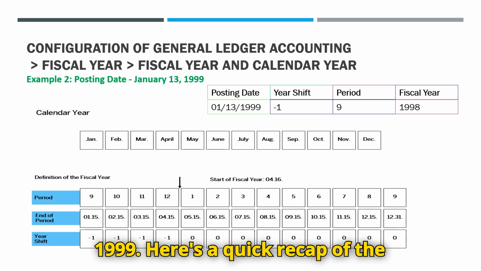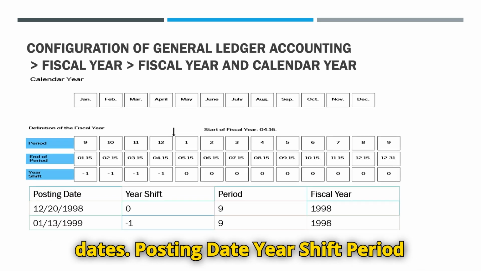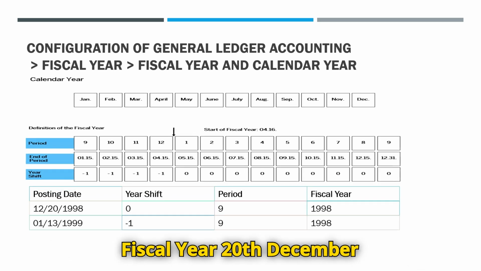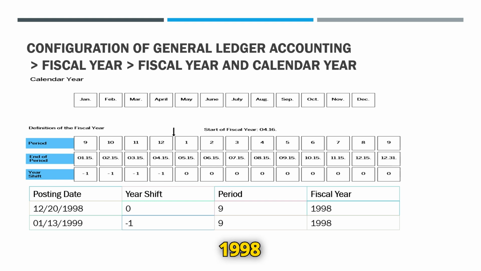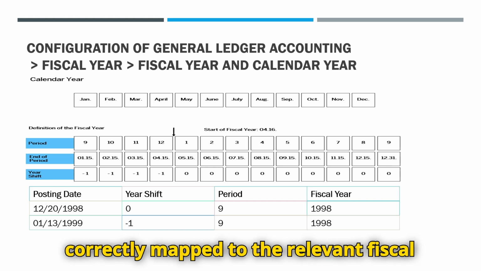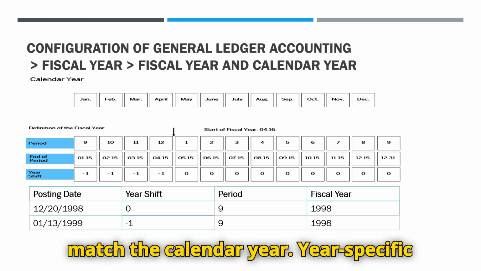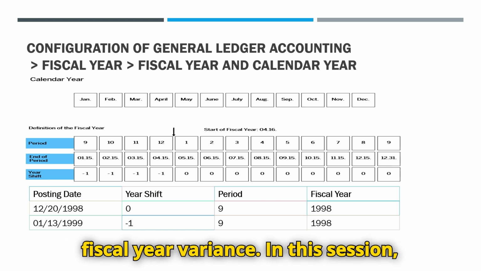Here's a quick recap of the system's calculations for the two posting dates. Posting date, year shift, period, fiscal year. 20th December 1998: 0, 9, 1998. 13th January 1999: -1, 9, 1998. This flexibility ensures that transactions are correctly mapped to the relevant fiscal year, even when the fiscal year doesn't match the calendar year.